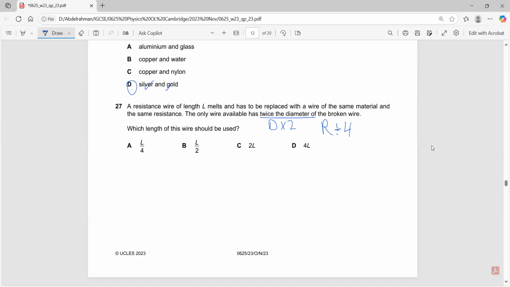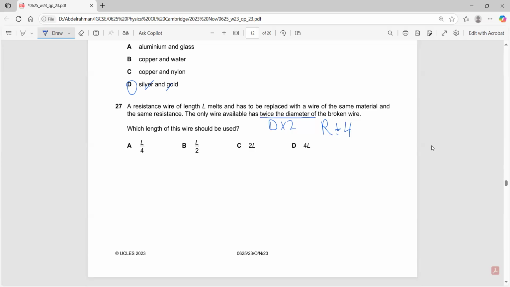Why would it decrease by a factor of 4? Because we know that the diameter and the resistance are inversely proportional with a square factor. As the diameter increases, the resistance decreases, but squared. So the resistance would decrease by 4. So if you want the same resistance, which length of wire should be used? The resistance has already decreased because of the diameter.